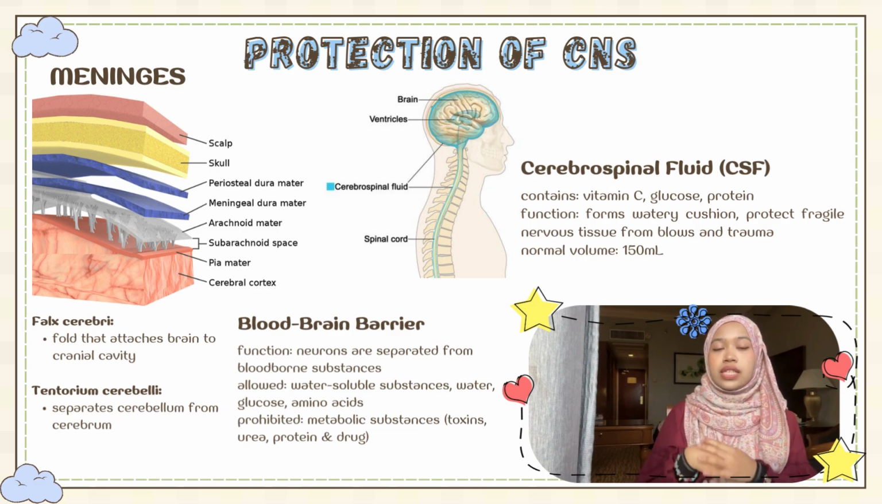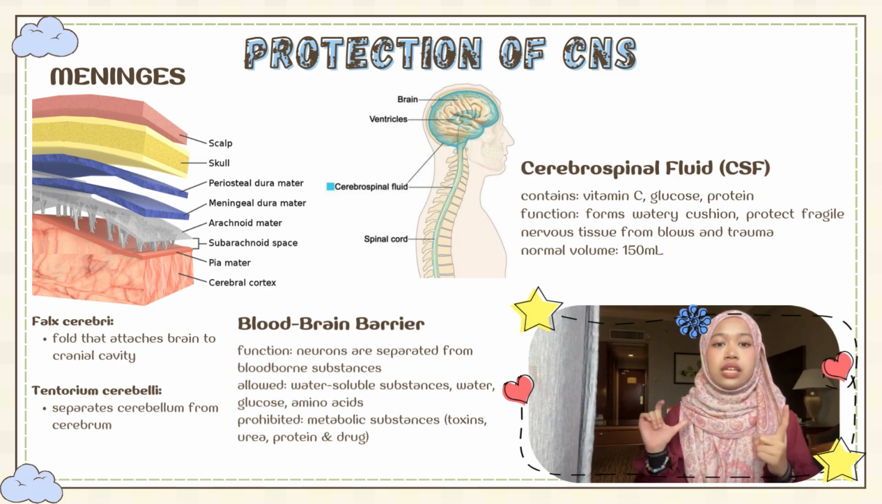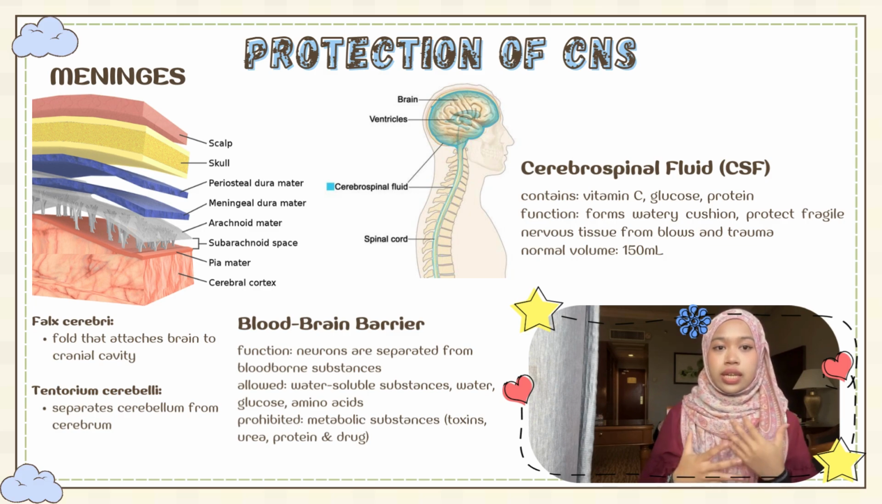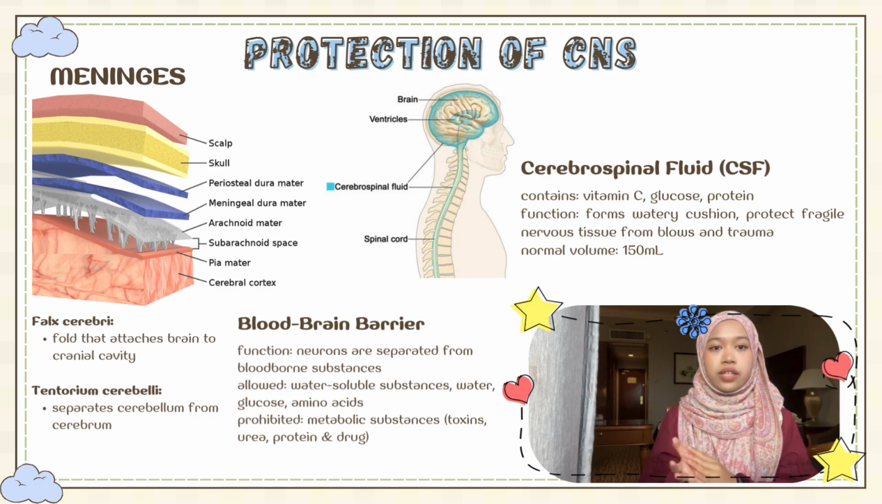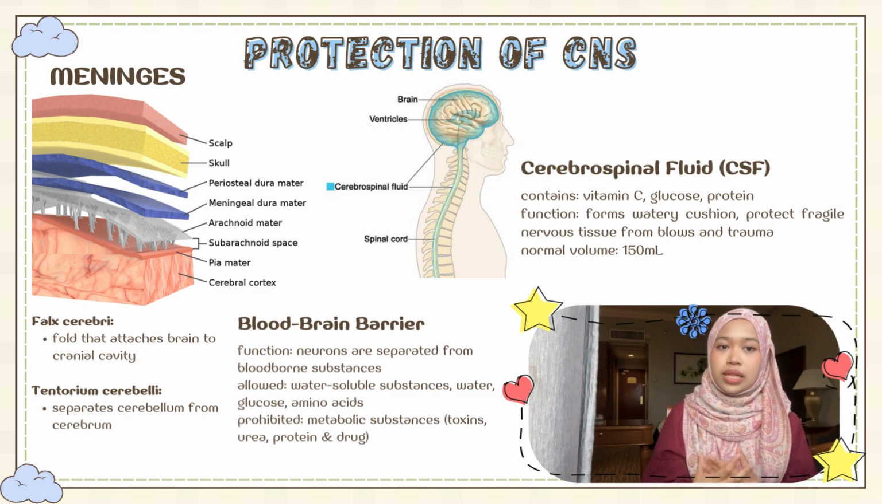Next, we have cerebrospinal fluid, or we call it CSF. CSF contains vitamin C, glucose, and protein, which are the nutrients needed by the brain in the central nervous system. The function of CSF is to form a watery cushion and protect fragile nervous tissue from blows and trauma. And the normal volume of the fluid in a human body is around 150 milliliters.